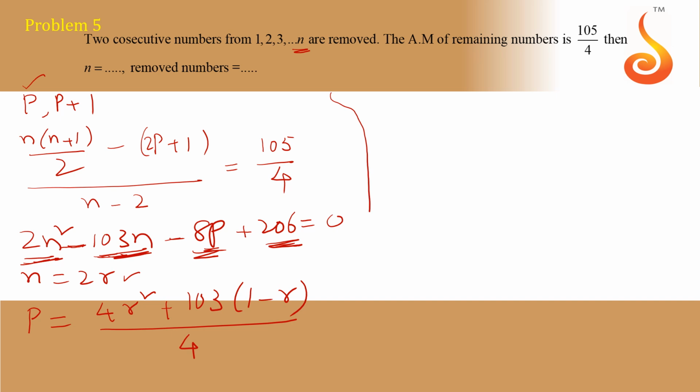Then can I say your r value must be some 1 plus 4k, because this 1 should get cancelled, and a multiple of 4 should remain, 4k. Then what should your n be? 2r, no? So 2 plus 8k.